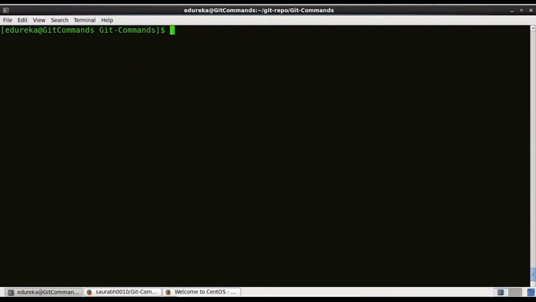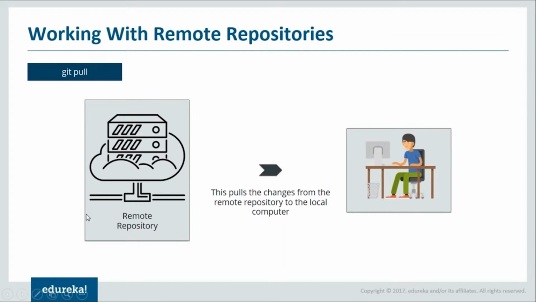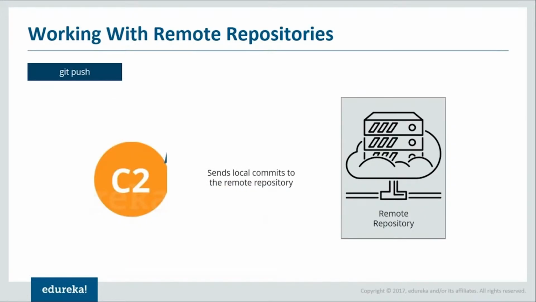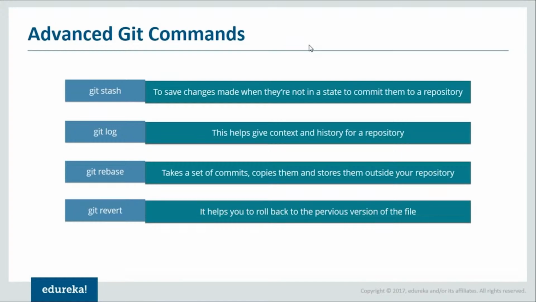So let me just quickly go to the slides again and we'll see what all topics we have already covered. So we have seen how to perform git clone. We have seen how to pull changes from the remote repository to the local computer. We have seen how to push the local commits to the remote repository. Now let's talk about few advanced git commands. Focus on git stash, git log, git rebase, and git revert. So I'll quickly open my virtual machine and I will explain you there only.